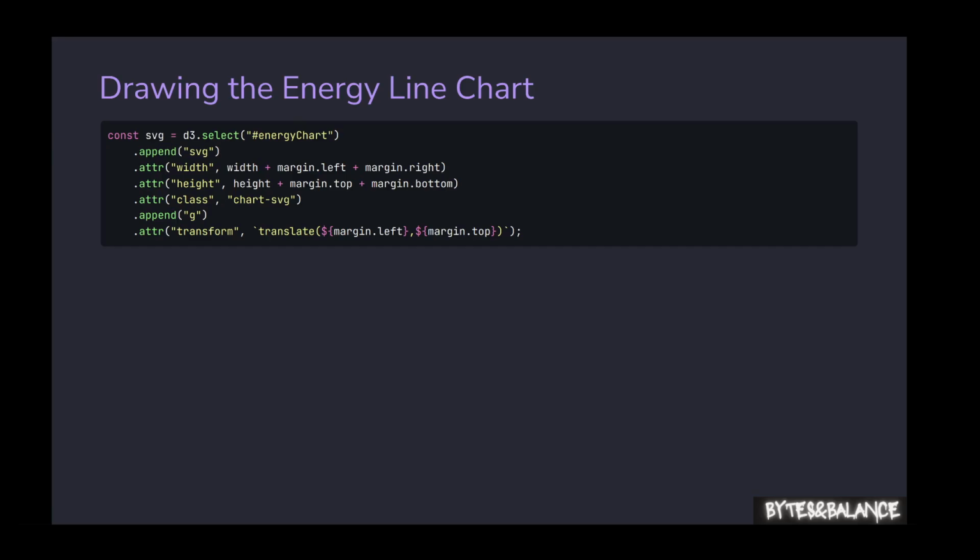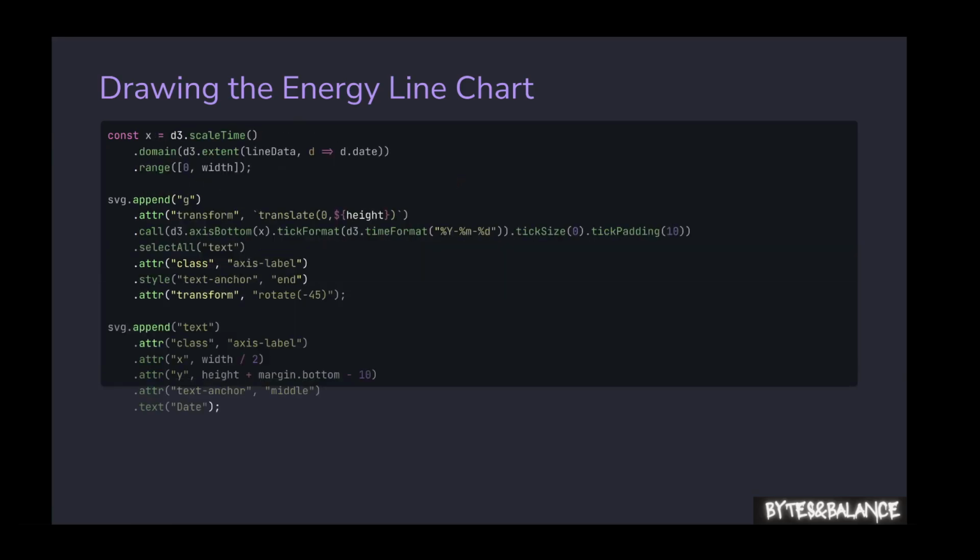Then we have the X-axis. For the X-axis, we use D3's scaleTime to map dates to the horizontal axis. We then append the X-axis to the SVG. And we format it to display dates and position the axis labels, as you can see.